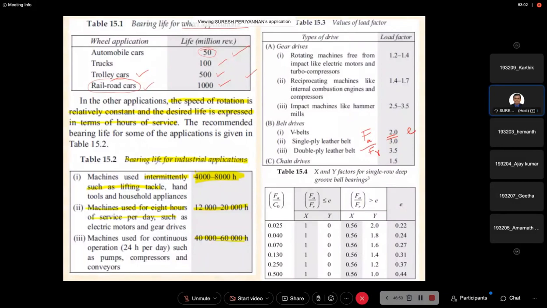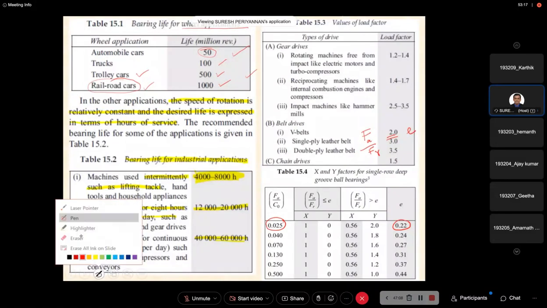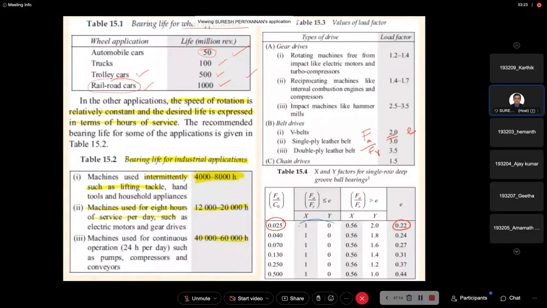When FA by FR is 0.22, but at the same time FA by C naught is 0.25, then we can consider our load factor during that condition. I mean, when FA by FR is within the given value, the radial load factor X is equal to 1 and the axial load factor Y is equal to 0. Now the E value is not necessary. This FA by FR does not have to be exactly equal to the defined value when we are designing the bearing.